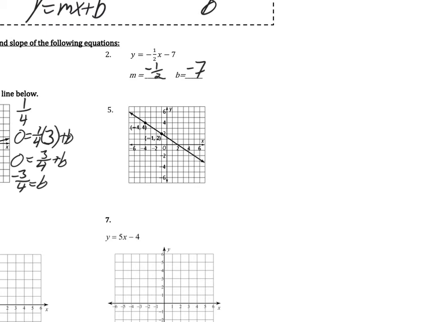For my next one, we're doing the same exact thing again. So I'm going to go ahead and give you guys a minute, try it out, and then we can look at it all together.